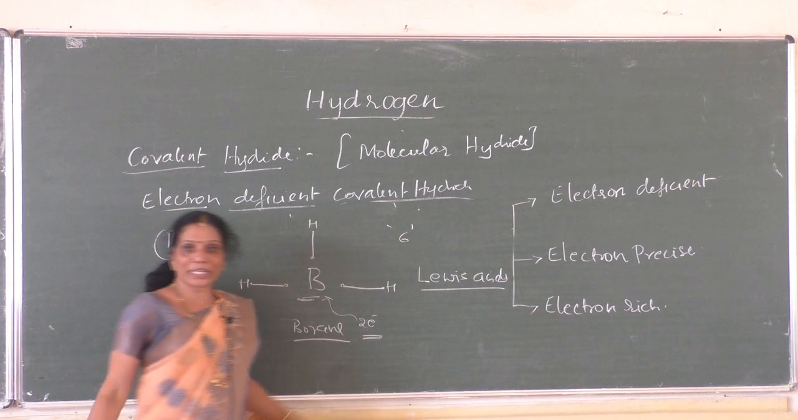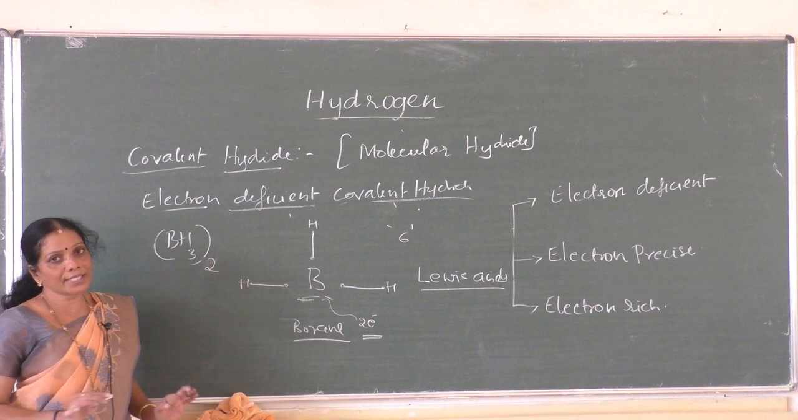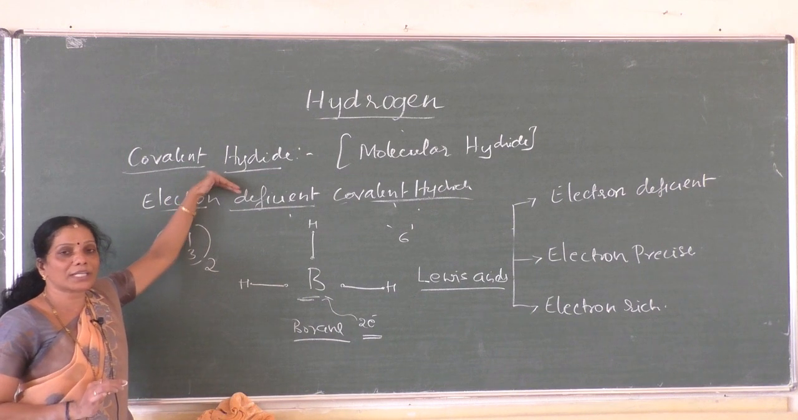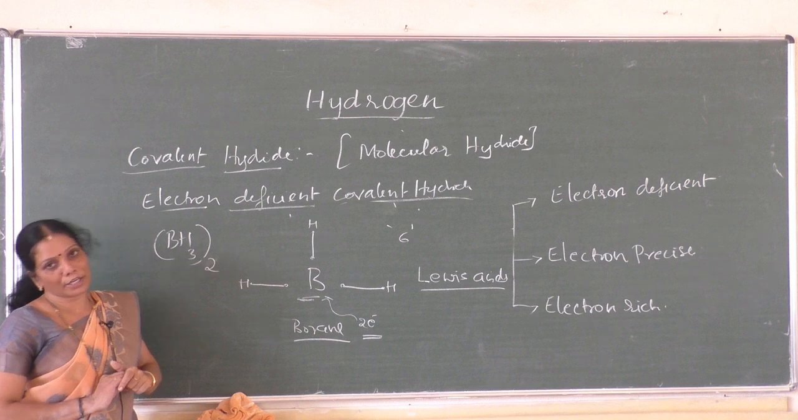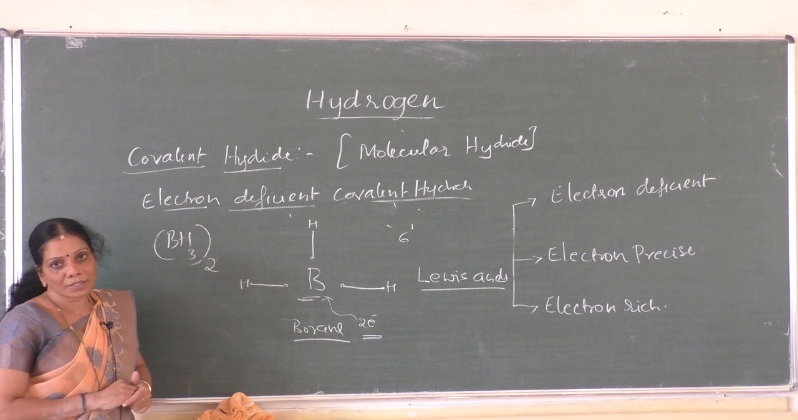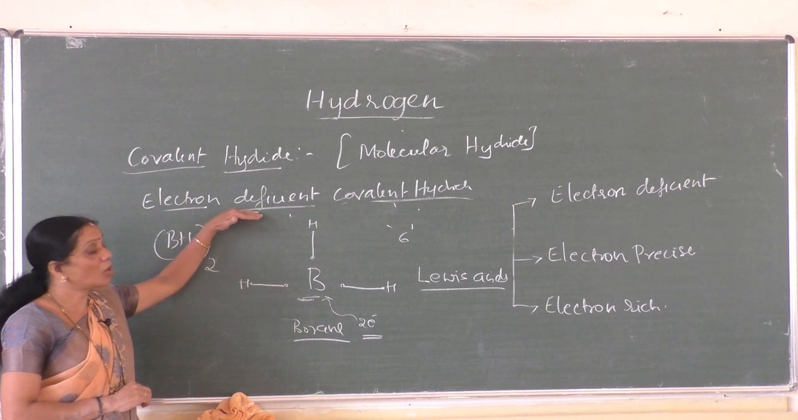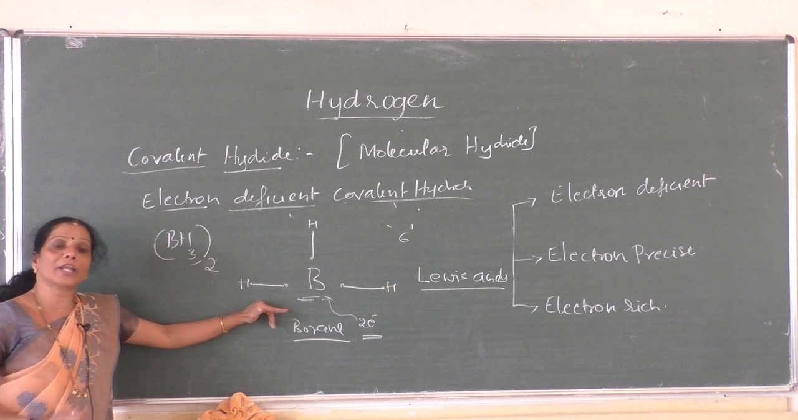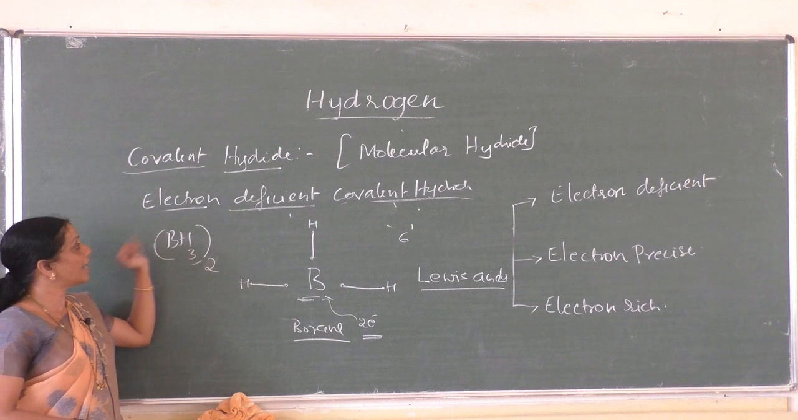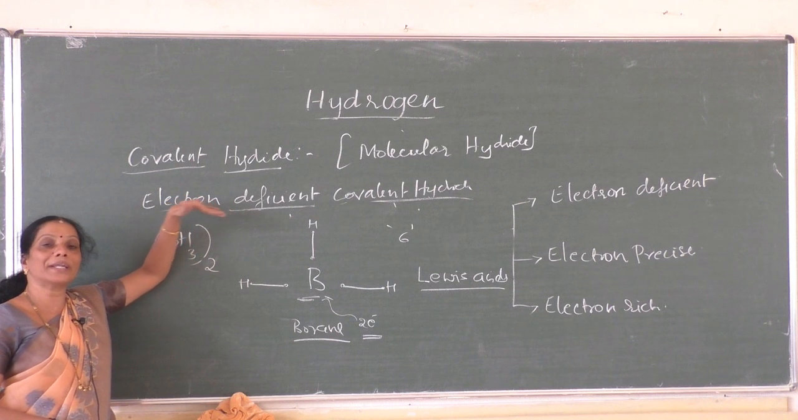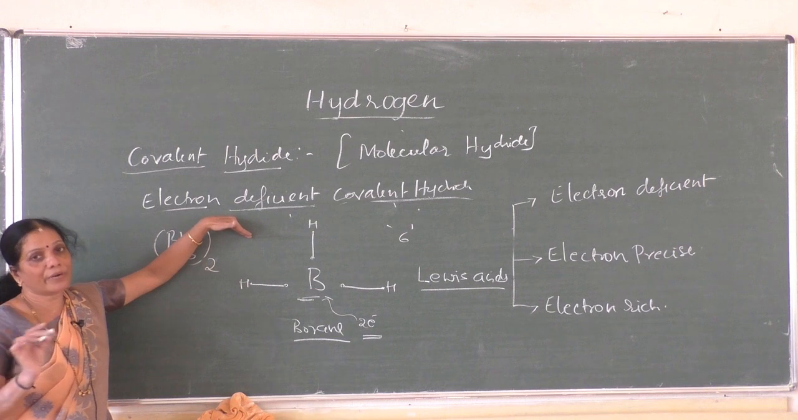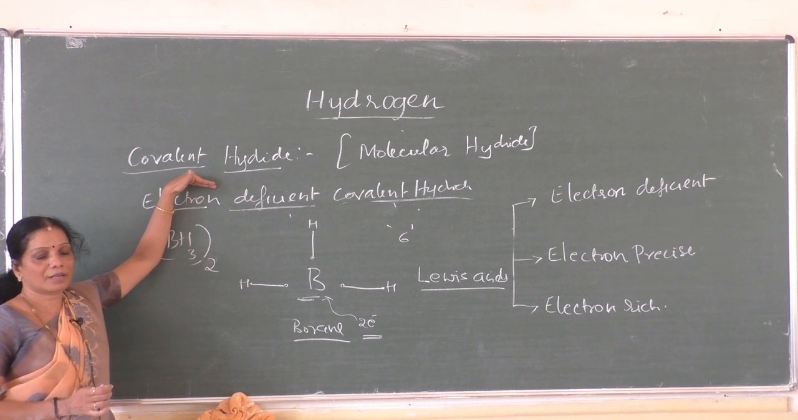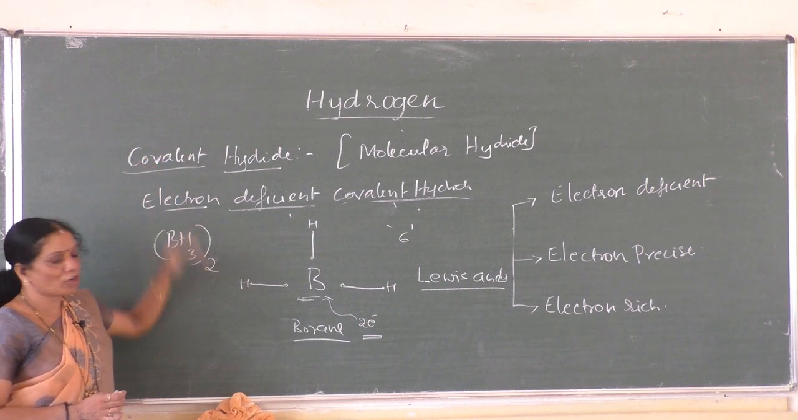Understood? They are always called what? Lewis acids. Hence, all the electron deficient covalent hydrides are what? Lewis acids. Clear, students? If I consider aluminium, any hydride, always they are called what? Lewis acids, because they have the tendency to gain a pair of electrons to reach the stable state. Therefore, electron deficient covalent hydrides are formed whenever hydrogen combines with what? Group 13 elements. Clear, students? Hope you have followed this.